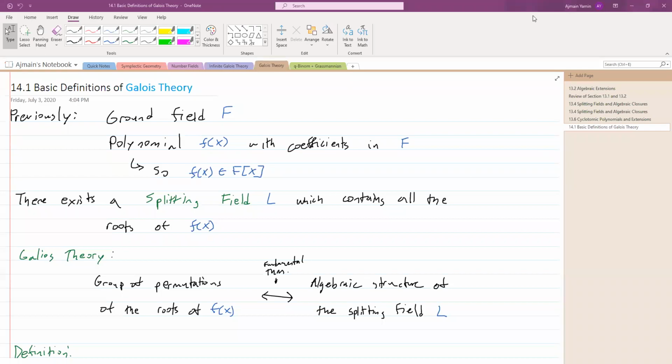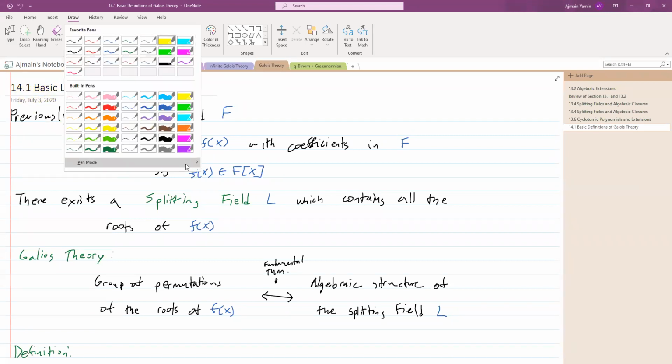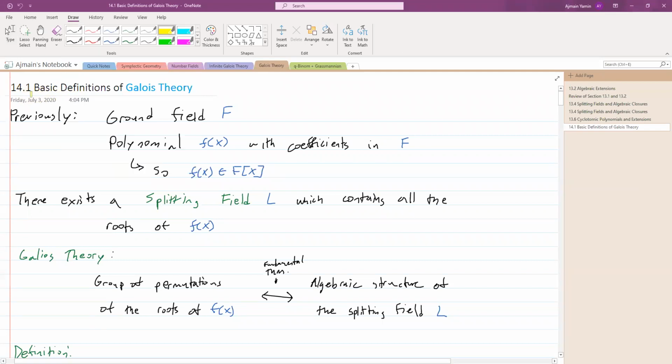Okay, so let's talk about section 14.1, basic definitions of Galois theory. By the way, if you have any questions at any time, just interrupt me and ask the question.